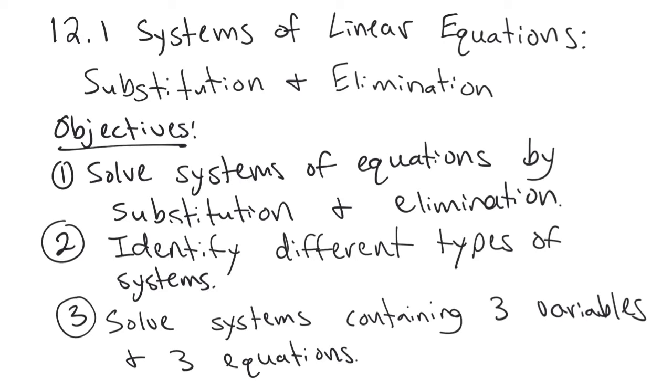All right, chapter 12.1 is systems of linear equations, specifically using substitution and elimination. You should have seen how to solve systems in previous math courses, so this should be a review, at least until we get to the 3 by 3 system. So the objectives are to solve systems of equations by substitution and elimination, identify different types of systems, so there's some vocab there, and then solve systems containing 3 variables and 3 equations. That's probably going to be new for you guys.